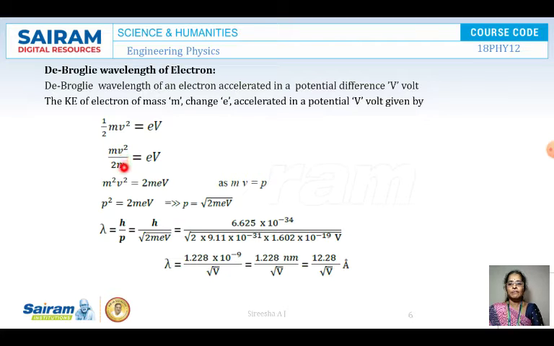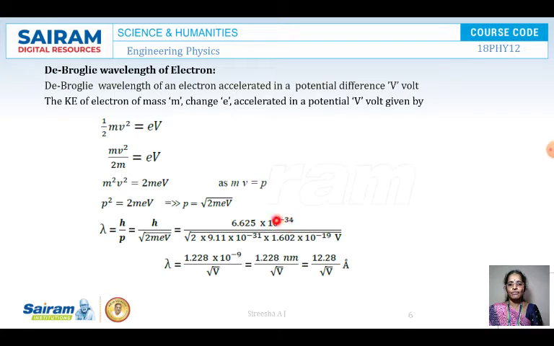Multiply and divide by m. Here m square v square can be taken as p square. So p square is equal to 2m eV, or p is equal to root of 2m eV. We know that mass into velocity is p, and lambda is equal to h by p, so we substitute the value of p, root of 2m eV, into this equation.